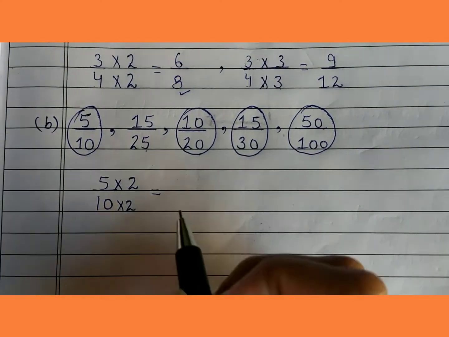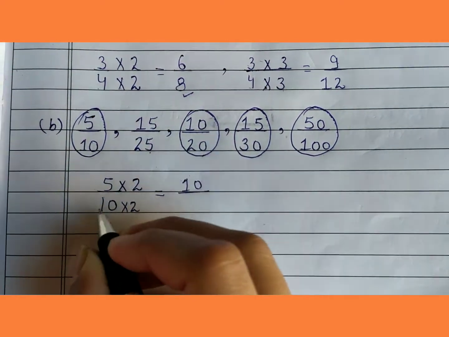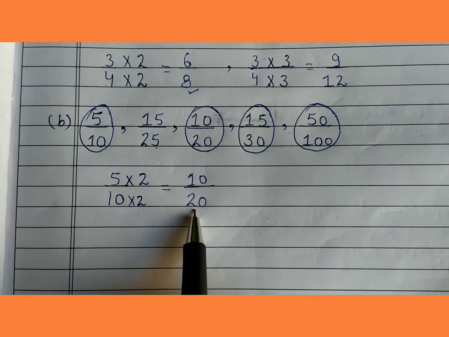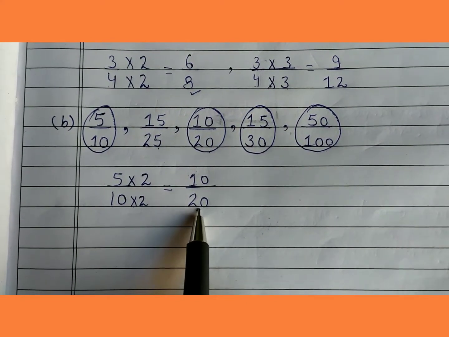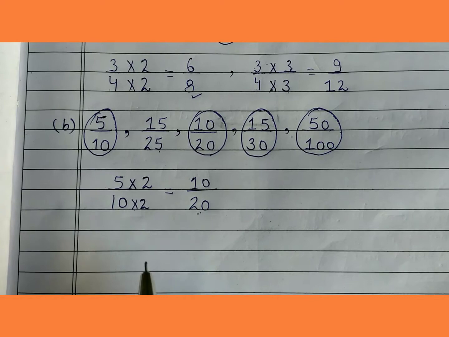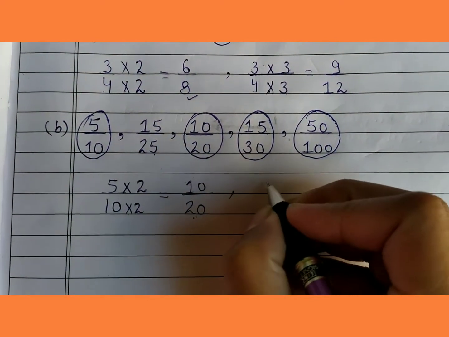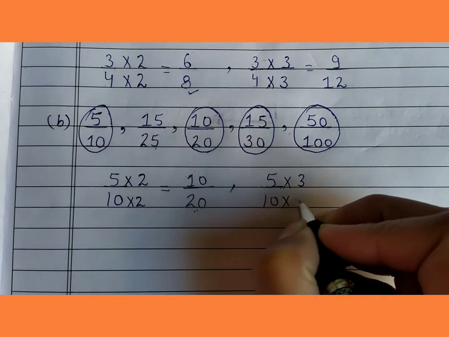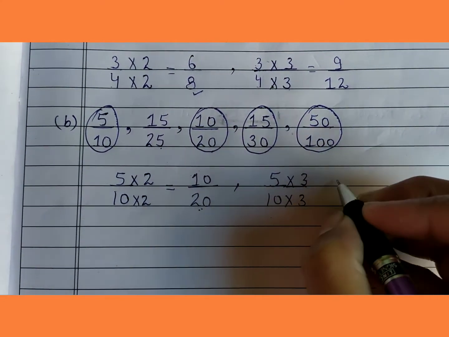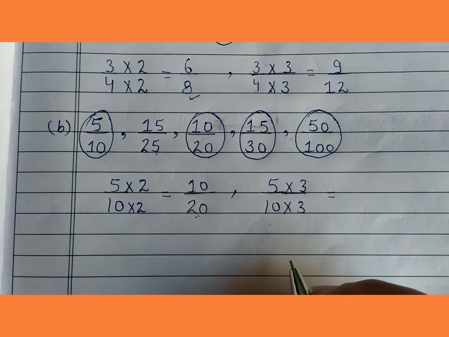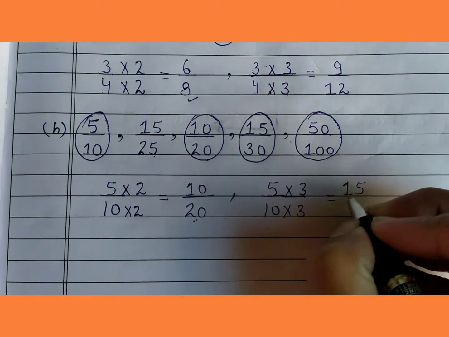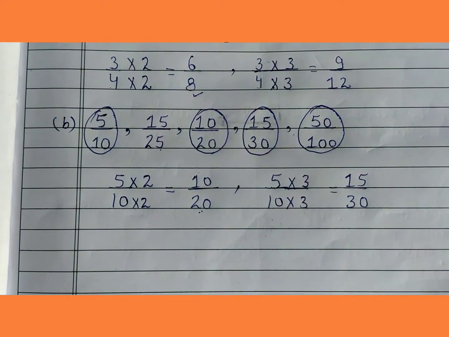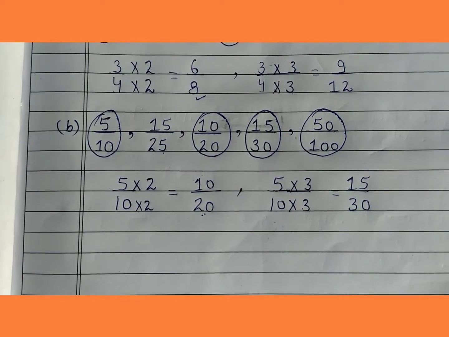5 multiplied 2 equal to 10. 10 multiplied 2 equal to 20. The fraction is 10 upon 20. That is why 10 upon 20 is the equivalent fraction of 5 upon 10. Similarly, 5 upon 10 multiply by 3 in the numerator and denominator. 5 multiply 3 equal to 15. 10 multiply 3 equal to 30. 15 upon 30 is the equivalent fraction of 5 upon 10.